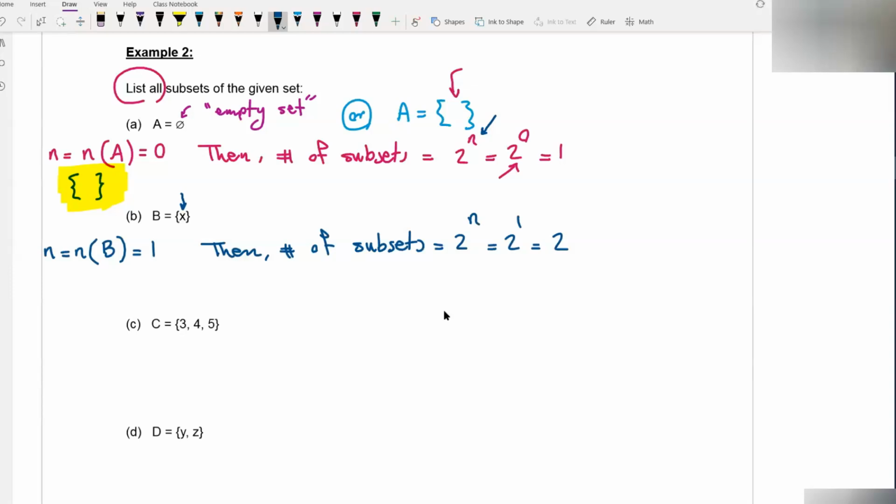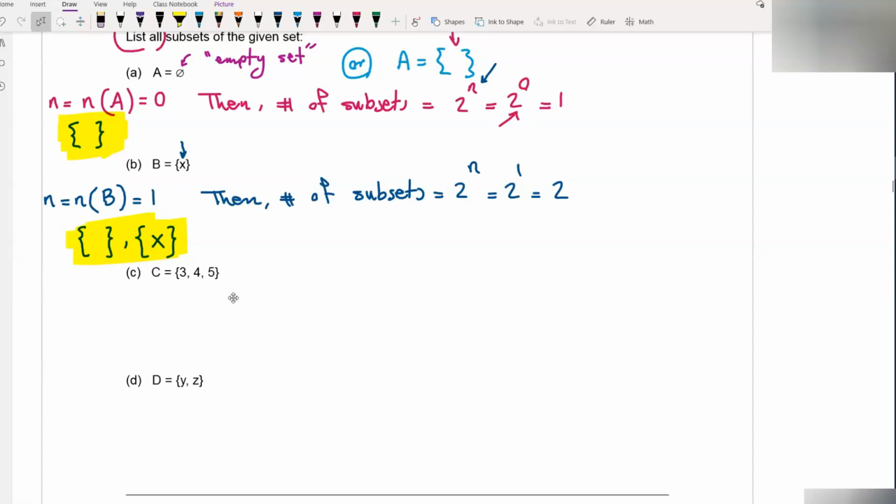Since we have to now list all subsets, we always have to start from empty set. So we always have this one. That is starting part, comma. Now after that, we have to write what exactly was given for our set, which is this one. So this is the answer. It's empty set and set B.